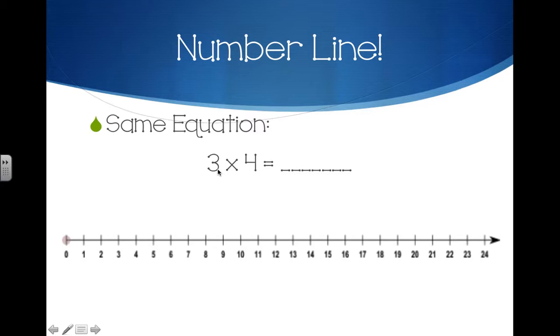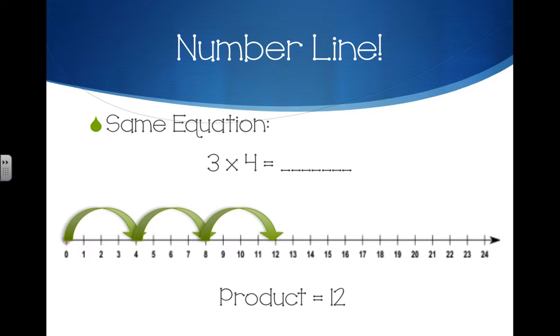Instead of groups, replace groups with hops. So 3 hops of 4. So in each hop, we need to have 4. 1, 2, 3, 4. Another one. And we only need 3, so we need one more. So we have 3 hops of 4. Our product is still 12.